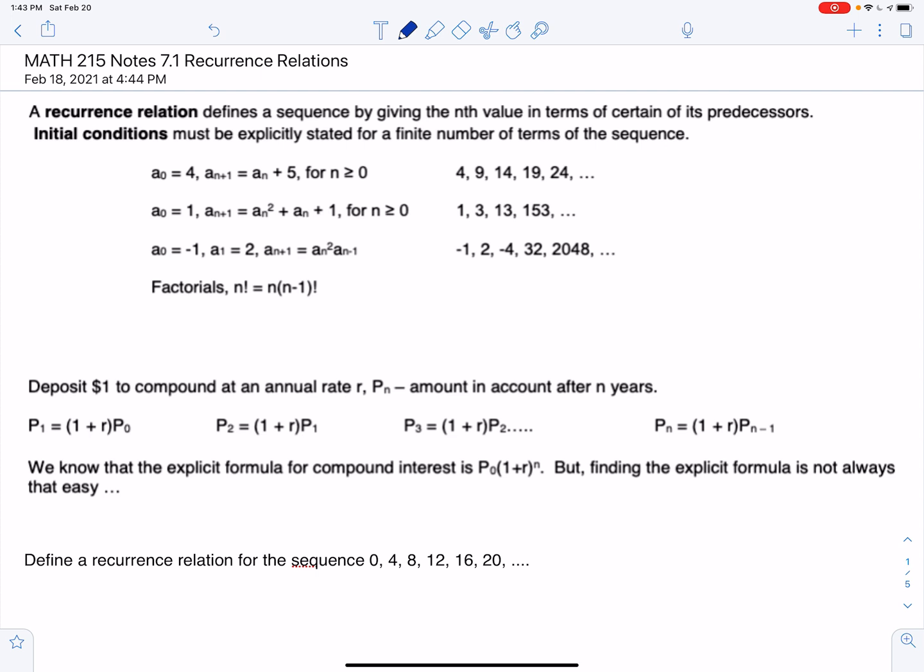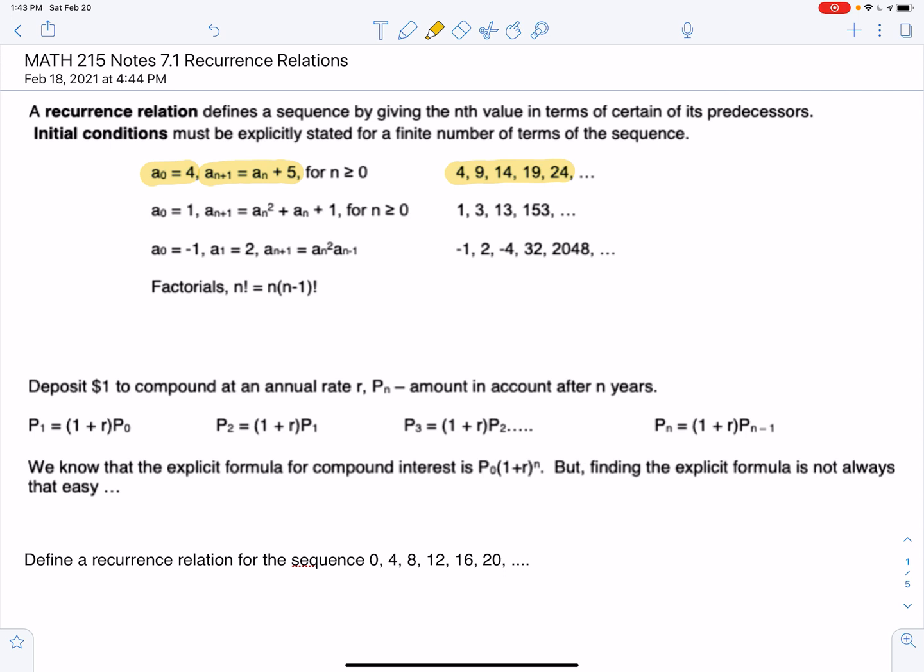So just so we can see what they look like, you might remember we talked about sequences earlier. We have this first one here. So we have to define what I call a seed value or an initial value. So we're told that the first term, which we're calling A0 this time, is 4. And then to get to all the next terms, we add 5 to the previous. So over here is what those terms are going to be.